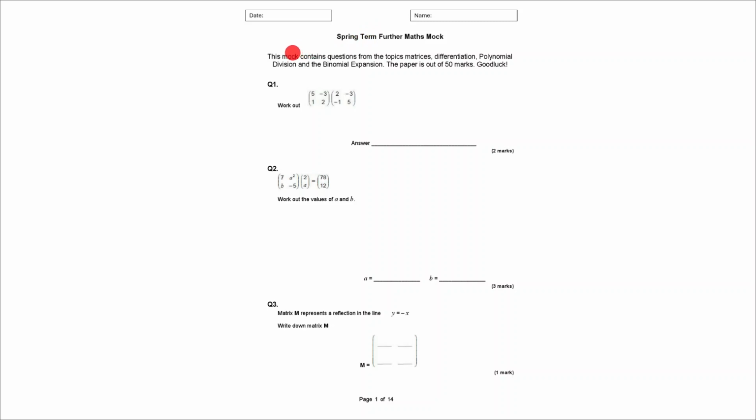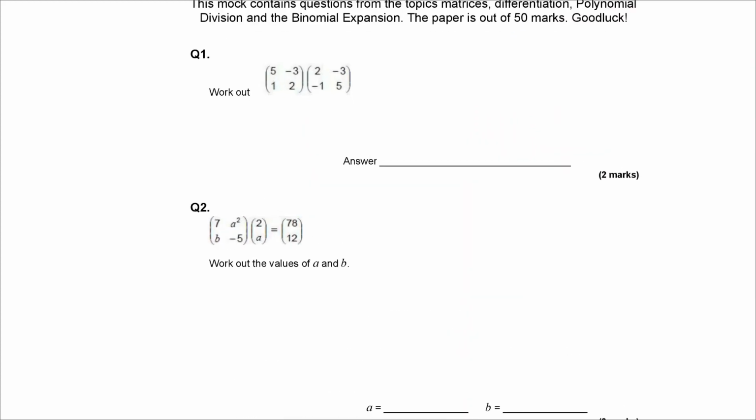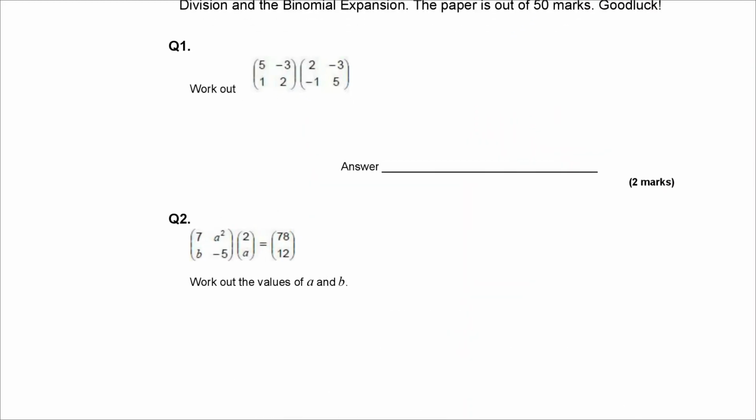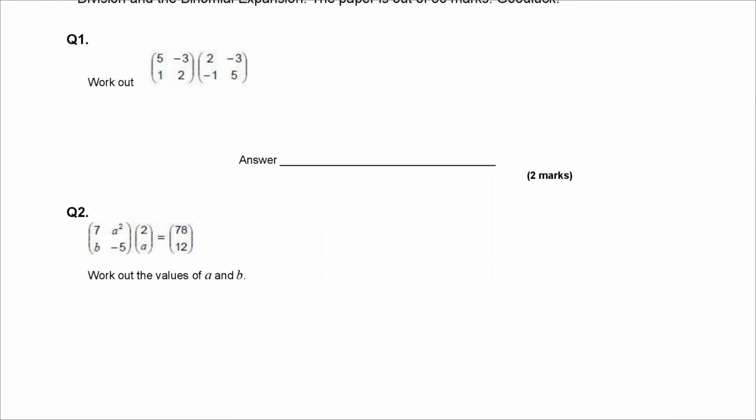So you guys know because you've done the paper, but the paper consisted of matrices, differentiation, polynomial division, and the binomial expansion. And the paper is out of 50 marks. I think that is wrong, one of the students told me, but ignore that and good luck. And let's begin with question 1, which is looking at multiplying matrices.